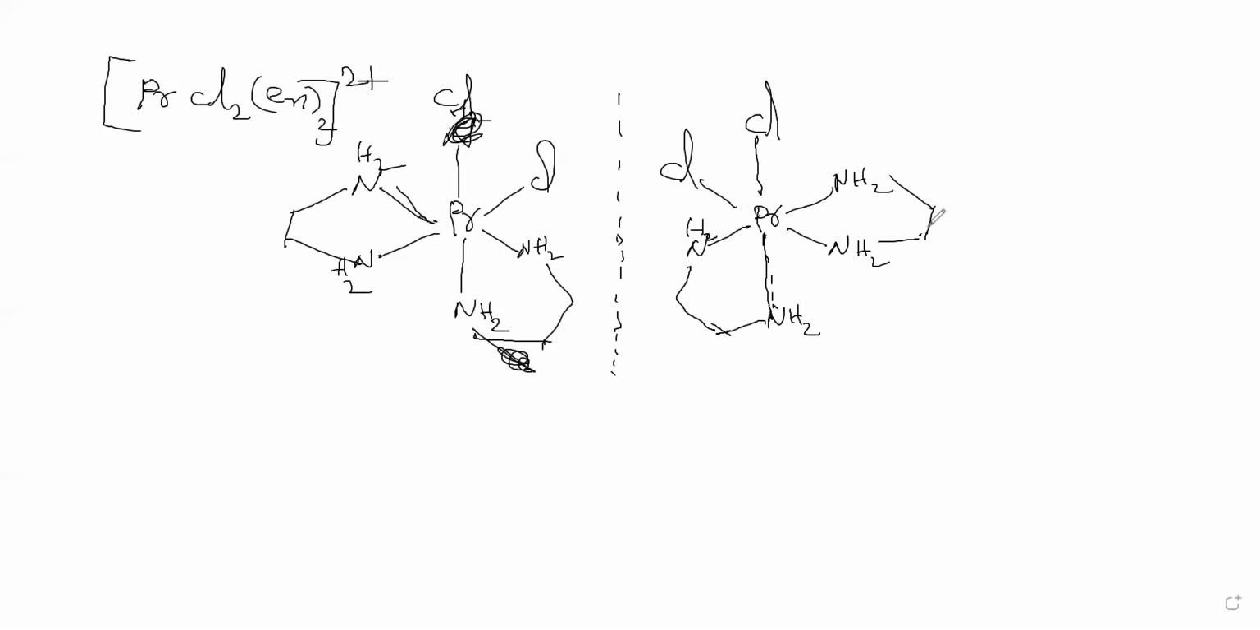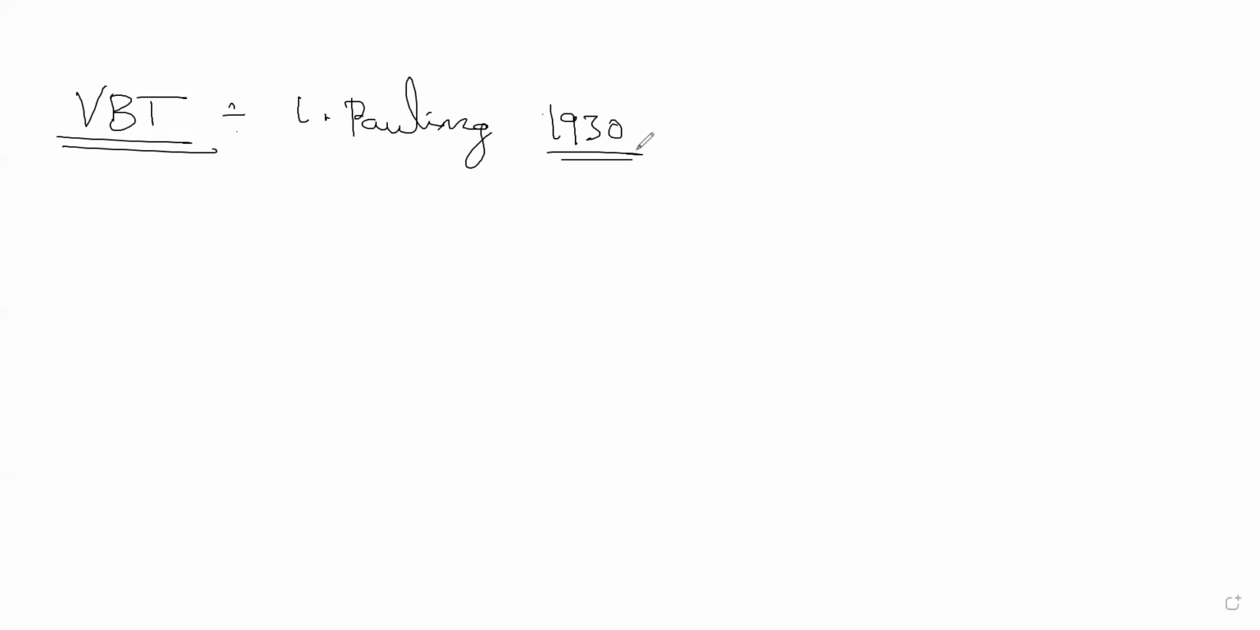Okay. Now bonding. Valence bond theory is what this is. It was put forward by Linus Pauling. He put forward this theory in 1930. What are the main postulates? This is called valence bond theory.